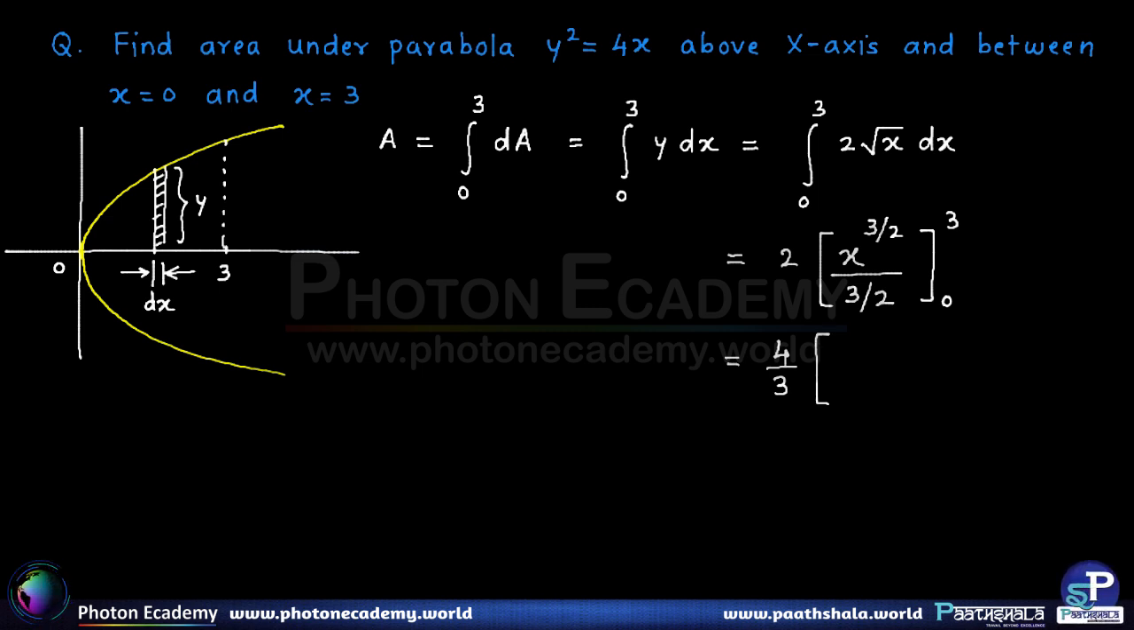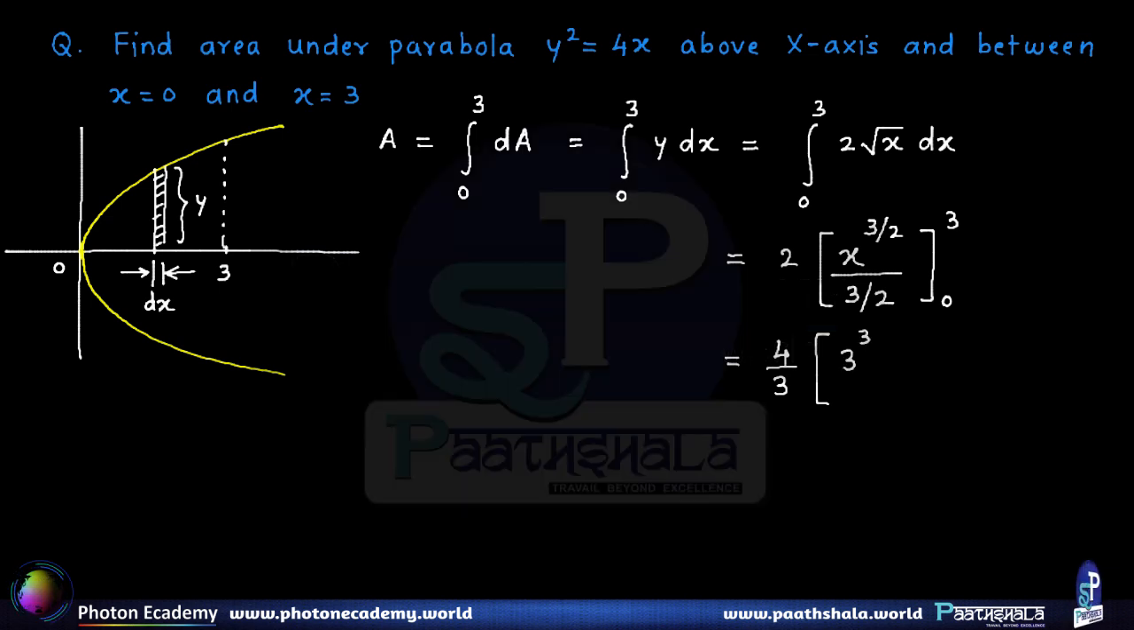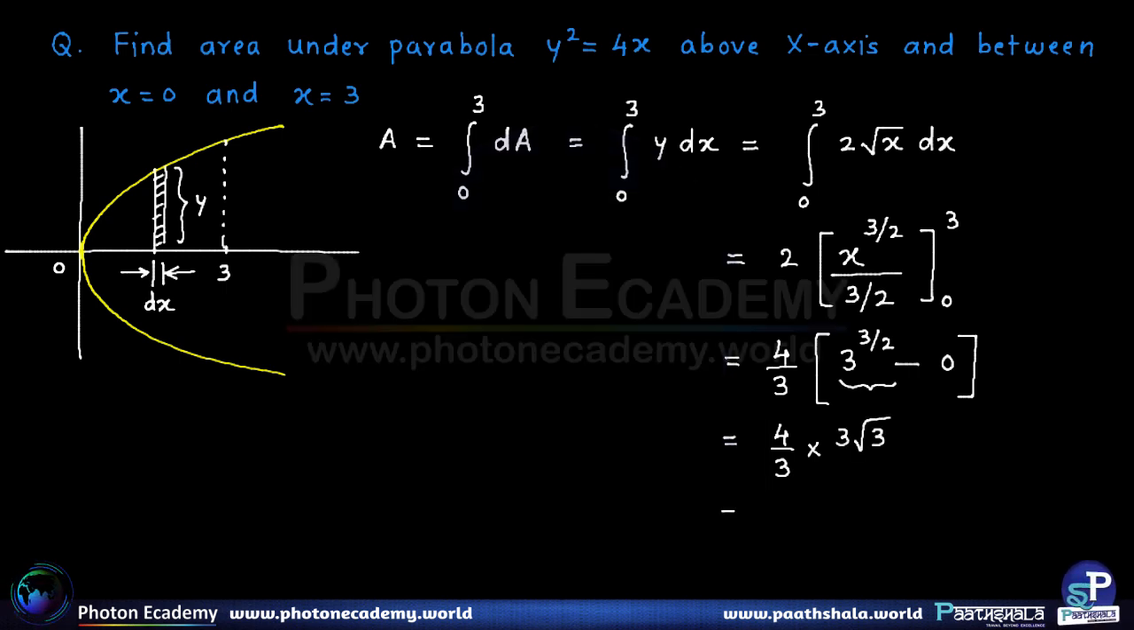and now in x raised to 3 by 2 we'll have to substitute the upper limit, that gives us 3 raised to 3 by 2 minus 0 raised to 3 by 2, which is nothing but 0. So that gives us 4 by 3 into 3 raised to 3 by 2, which is nothing but 3 root 3. So cancelling 3, we finally get the answer as 4 root 3, which is the required area.